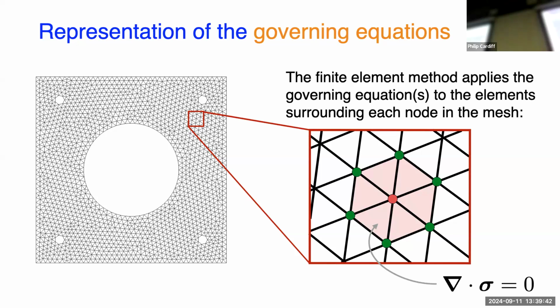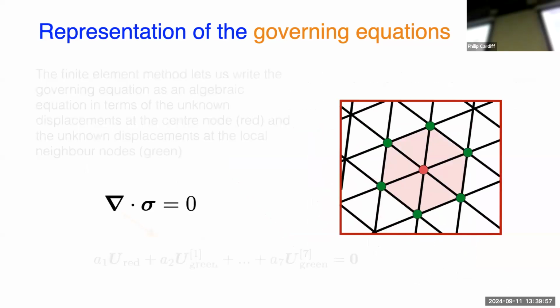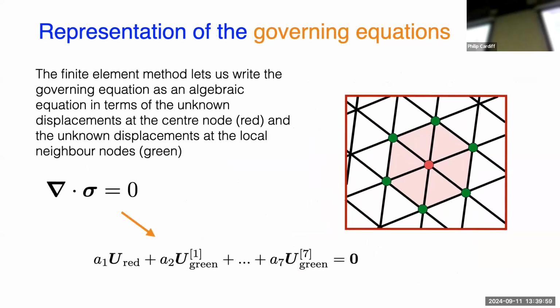So we go to this node and we say, in terms of the surrounding elements, can I write this equation in terms of the displacement at this node and the closest nodes, the nodes sharing. So in some average sense, we're going to apply that here. So how do we do that? Well, we use this finite element theory.